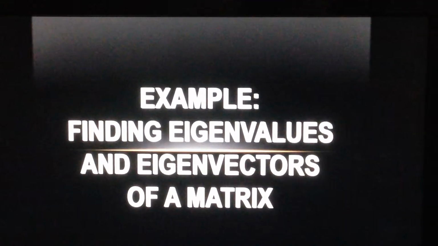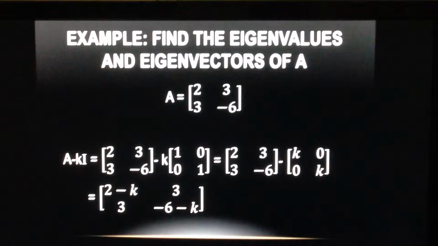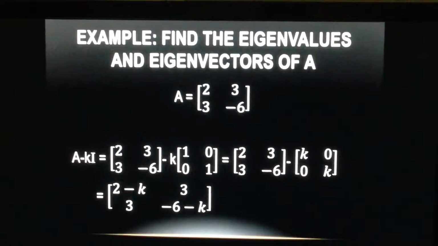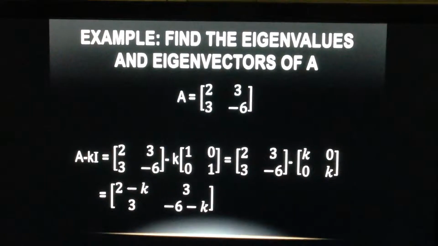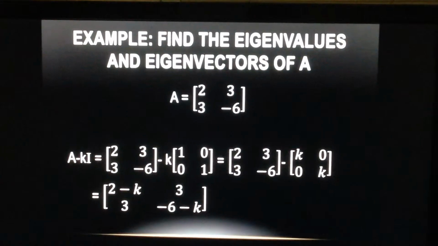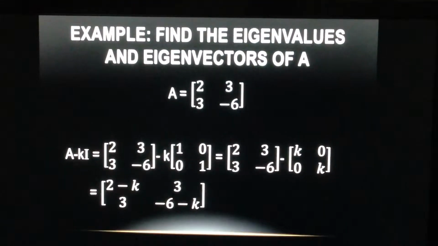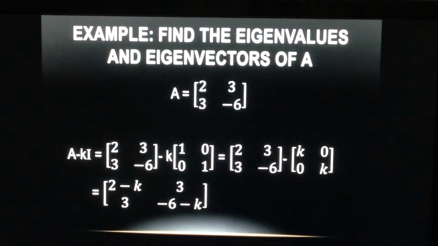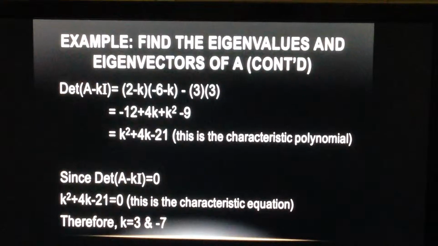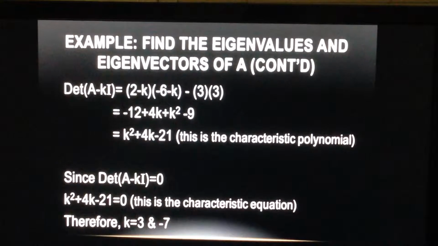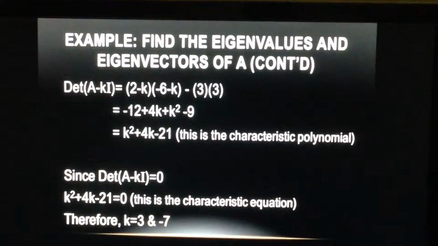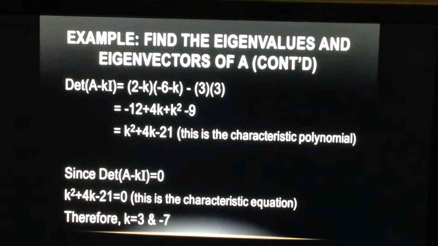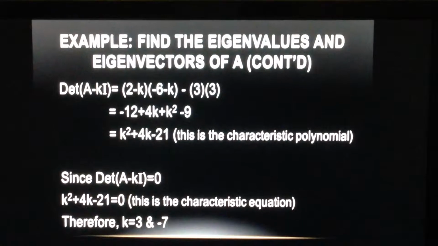And here's an example. So say we're given a matrix A, as shown here. You must take this matrix A and subtract k times the identity matrix I from it. And you'll get a resulting matrix such as 2 minus k, 3, 3, and minus 6 minus k. The determinant of this matrix, which is a 2 by 2 matrix, should yield the following: (2 minus k) times (negative 6 minus k) minus 3 times 3. And this result will give you the characteristic polynomial.